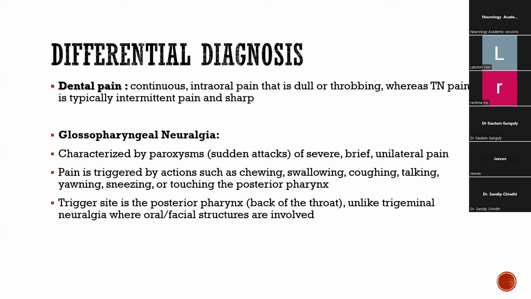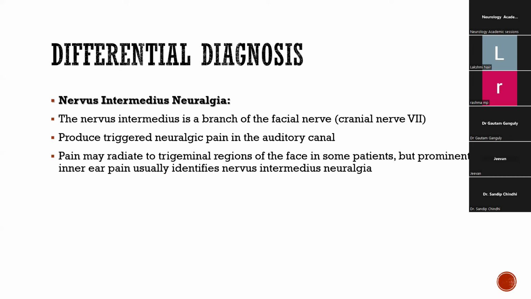So now other differential diagnoses include dental pain, which is continuous intraoral pain that is dull or throbbing, whereas trigeminal neuralgia pain is typically intermittent and sharp. Glossopharyngeal neuralgia is characterized by paroxysms, that is, sudden attacks of severe, brief, unilateral pain, triggered by actions like chewing, swallowing, coughing, talking, yawning, sneezing, or touching the posterior pharynx. The trigger site is the posterior pharynx, that is, the back of the throat, unlike trigeminal neuralgia, where oral as well as facial structures are involved.